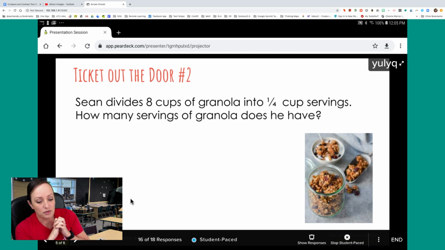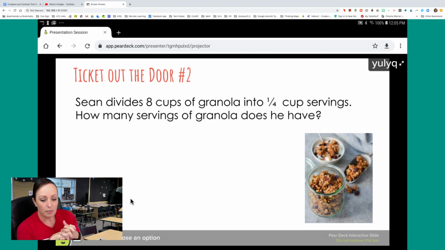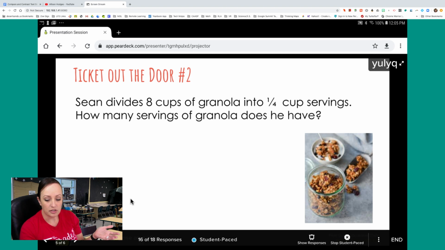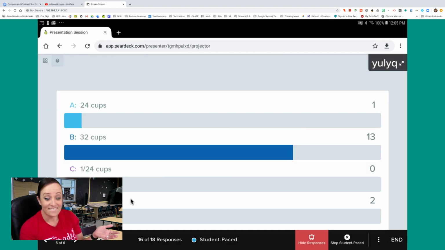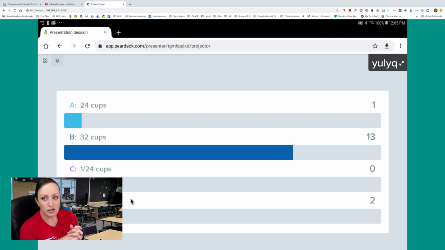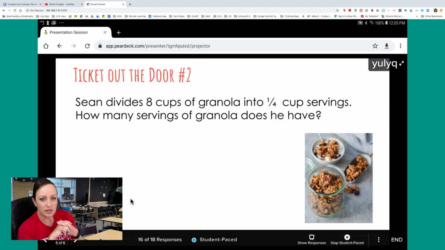Sean divides 8 cups of granola into 1/4 cup servings. How many servings of granola does he have? So let's think about, what are we starting with? What are we sharing? We're sharing 8 cups of granola, and we're dividing it into 1/4 size servings. Let's take a look at the results. We had 32 people respond with 32 as the answer. The next most popular only had two responses, though, was 1/32. But I am impressed with this answer because most people on this one got it correct, because it is 32 cups. Now let's look at it again so we can think about why.